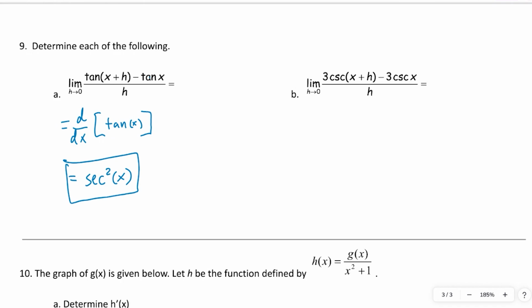For part B, the function that we're going to find the derivative of is actually 3 cosecant x. And the derivative of cosecant is negative cosecant times cotangent. So this should be negative 3 cosecant x times cotangent x.